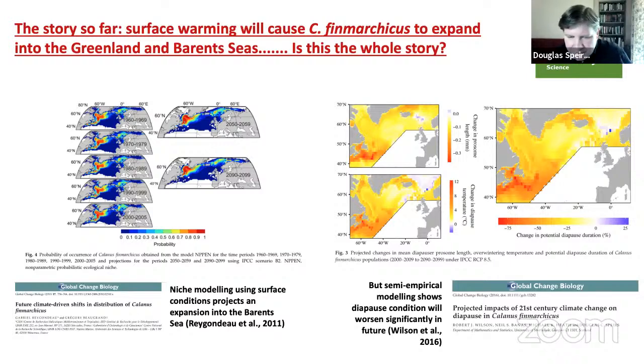And also relevant to how long they can diapause is the change in the diapause temperature. So that's the lower of the two leftmost panels, which in this case is saying that the temperature is increasing pretty much everywhere for diapause. And the result then is the change in diapause duration. So there's a drop pretty much everywhere in the potential diapause duration.